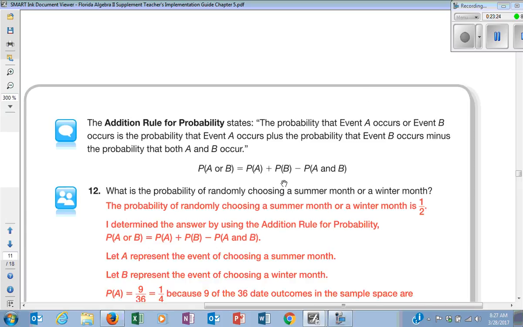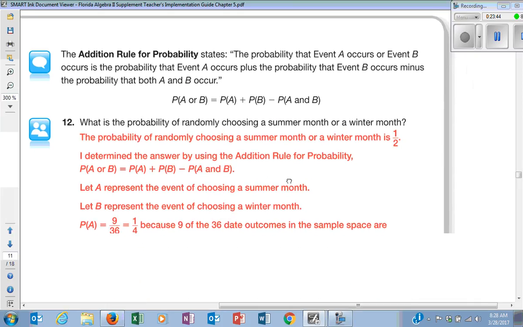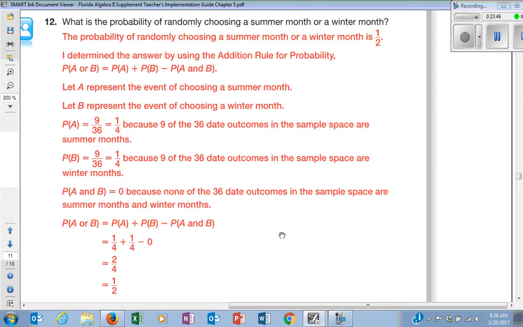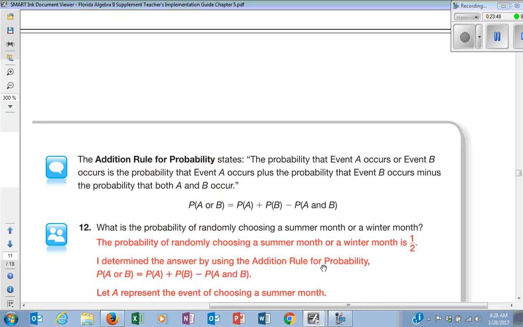So they do this right here. This is the addition rule of probability, and it says what we talked about before. Probability of A or B happening, you take the probability of A, add the probability of B, and subtract the probability of A and B.